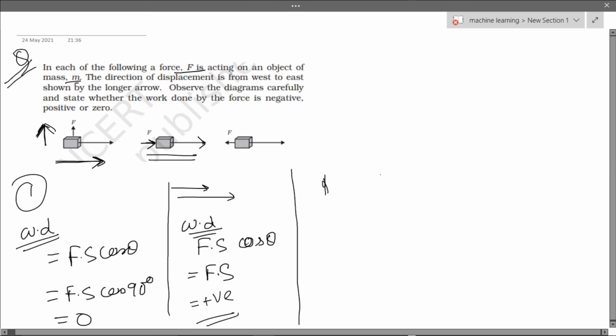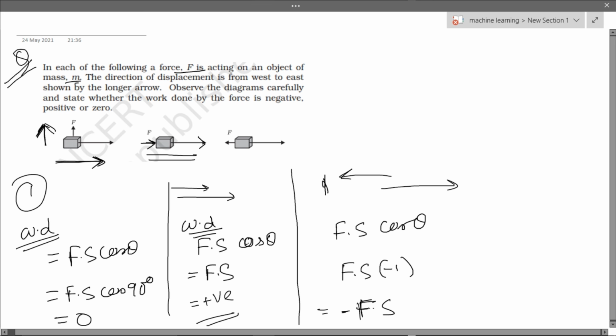Move on to the next case. Here the force is in the opposite direction of the displacement. Here the force is against the displacement. So theta is 180 degrees. So F into S cos theta, where theta is 180 degrees. So cos 180 degrees is equal to minus 1. So here the work done is negative.